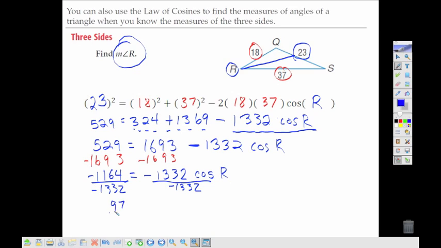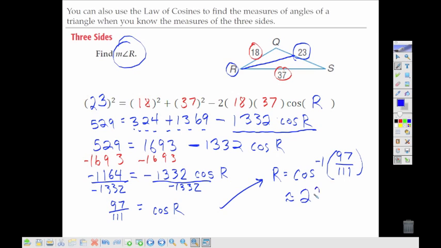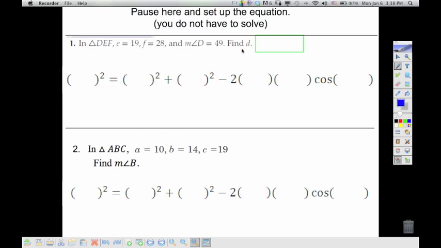It will simplify to 97 over 111, or you could use a decimal as long as you're using up to 4 decimal places. That gives you the cosine of R. To solve this then, we would use the inverse of cosine and plug that whole fraction in there, 97 over 111. That's going to come to about 29 degrees.